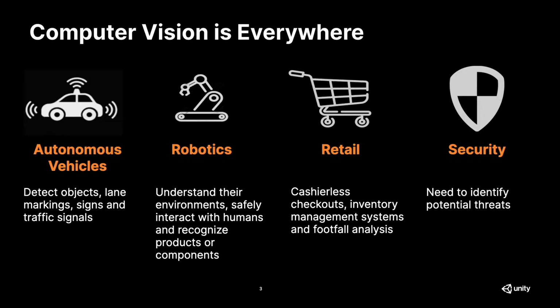Let's get started. To set the frame here, we should describe that computer vision is showing up everywhere these days, across a number of different industry verticals. In the autonomous vehicle space, computer vision is used very heavily for detecting objects, detecting lane markings, signs, and traffic signals. In robotics, computer vision is used for robots to understand their environment and safely interact with humans and not clash with other objects that are in the environment, and also recognize the target products or components that they're trying to interact with. In retail, we're seeing applications like cashierless checkouts, inventory management systems, and other types of analysis. And in security, there is a need to identify potential threats, for example, in a home security camera type application.